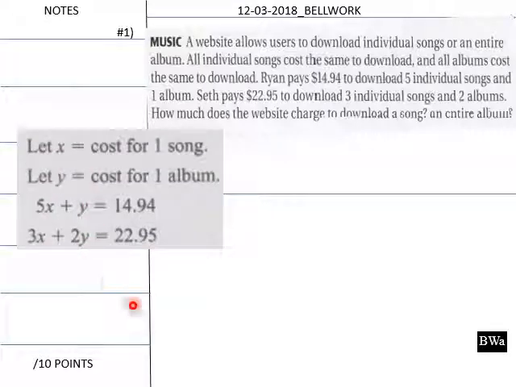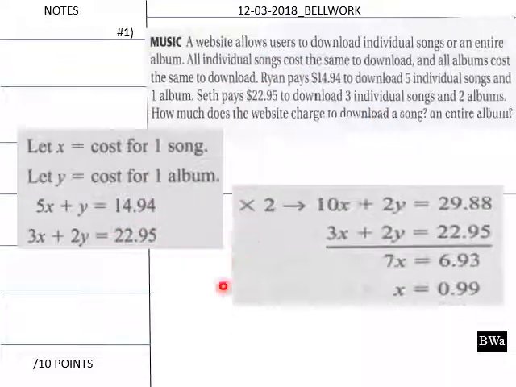Okay, welcome back. Let x equal the cost for one song, and y equal the cost for one album. Here is our setup, and then we have another situation for 3x plus 2y. We have two different situations for two different prices, and if we combine these, we'll get a solution for both. 7x equals 693, x equals 99 cents. So there is our solution.